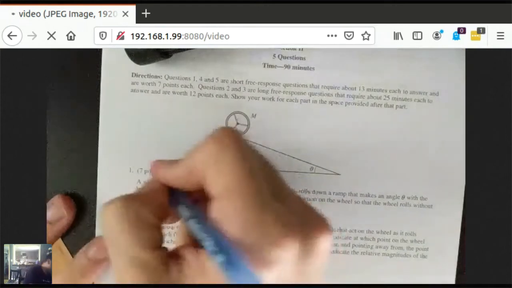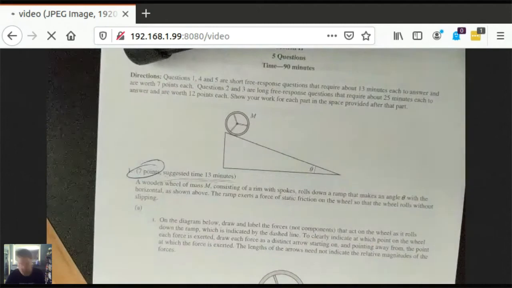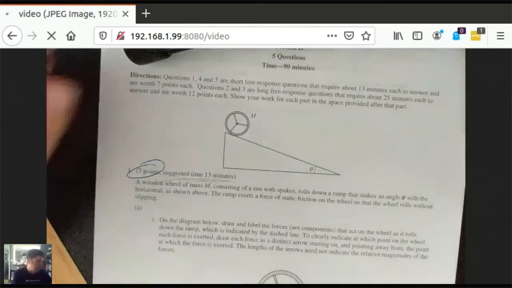This question is also worth a grand total of 7 points. There are 7-point questions, and then there are 12-point questions on there. The 7-point questions are typically shorter. And yeah, well, let's just dive into it here.